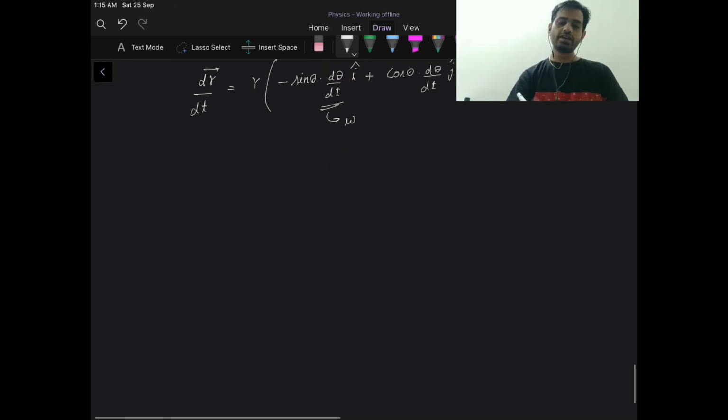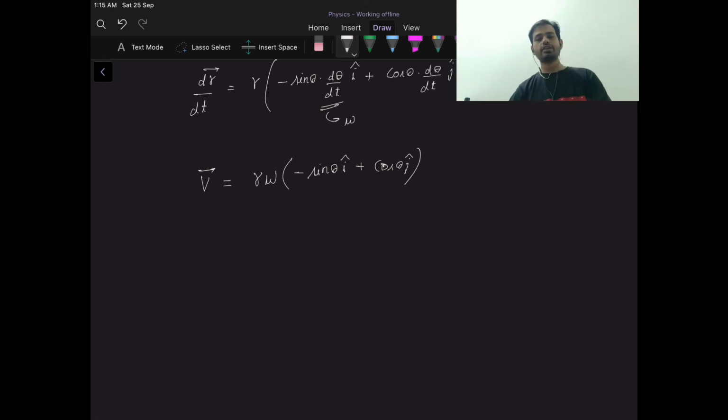So what we can write here, dr by dt is what? Dr by dt will be velocity vector. Okay, dr by dt is velocity vector. So this velocity vector will be equal to r into omega into minus of sin theta I cap plus of cos theta j cap. Is this clear? This is r into omega into minus of sin theta I cap plus cos theta j cap.